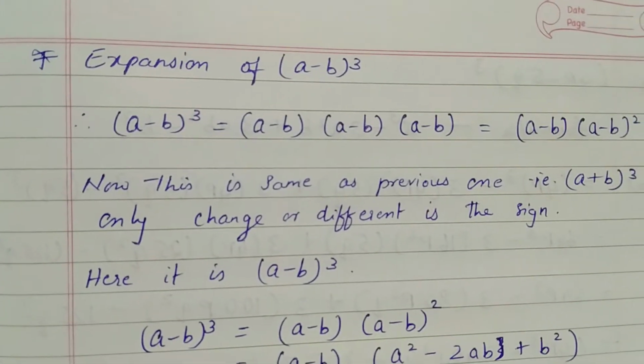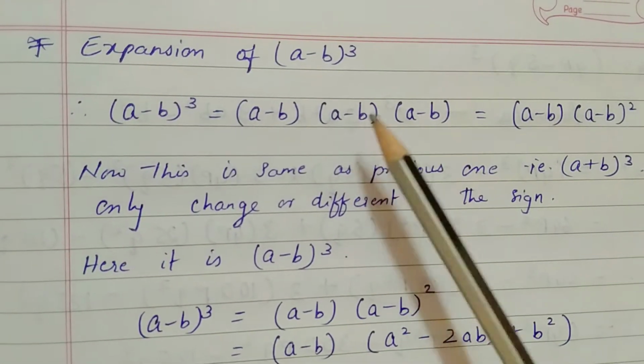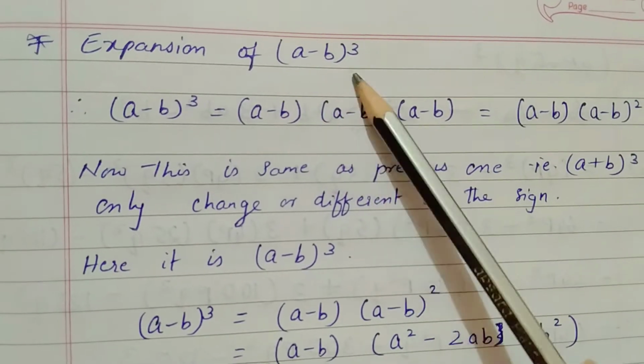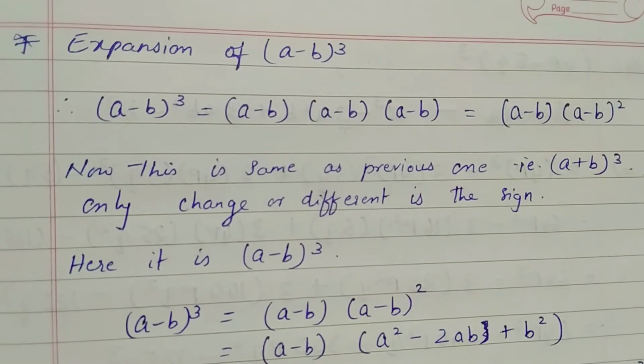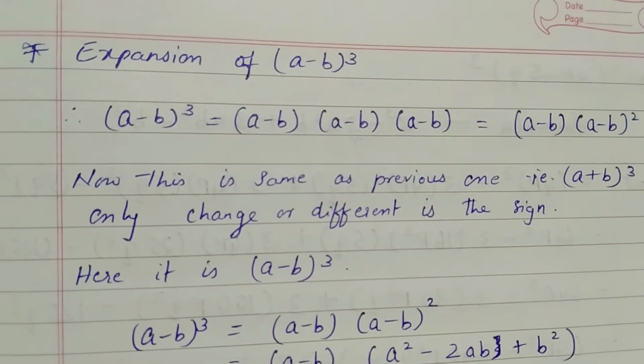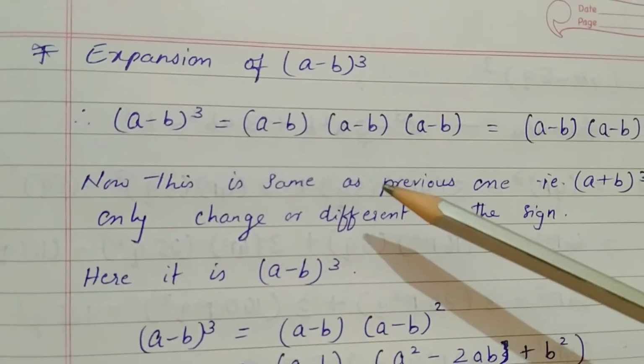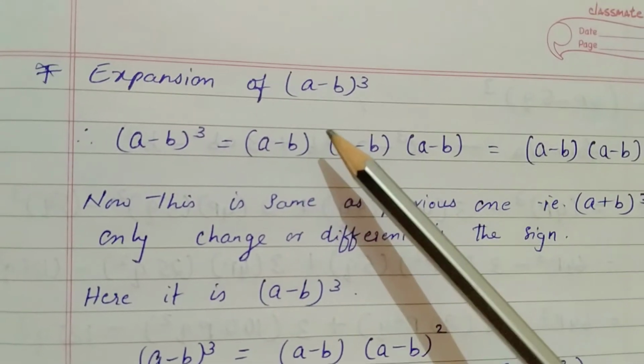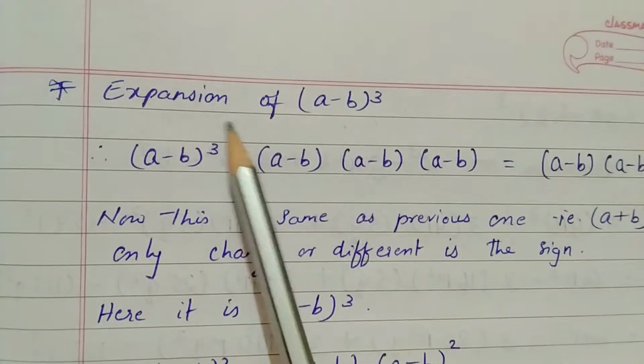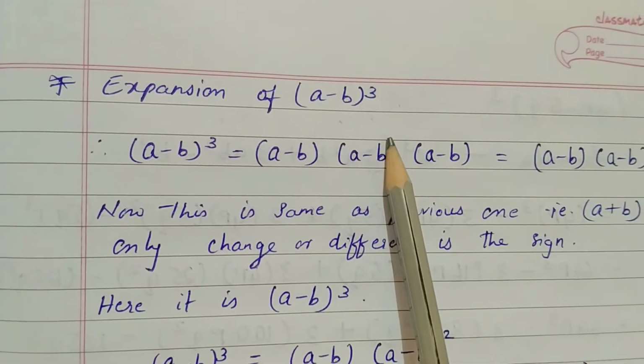That is (a plus b) the whole cube, and now I am going to explain (a minus b) the whole cube. If you go through that video, it will be easier for you to understand. So now we are continuing with this. Here you can see we are going to do the expansion of (a minus b) the whole cube.